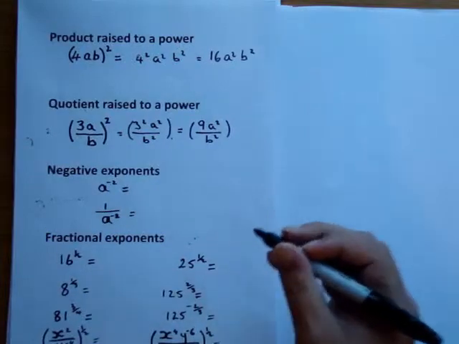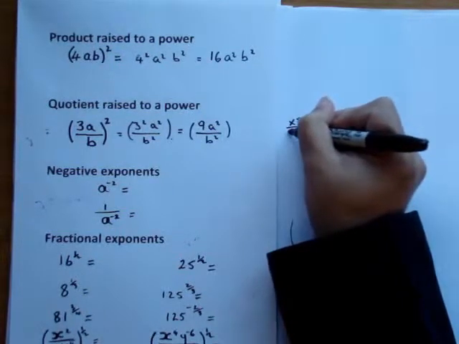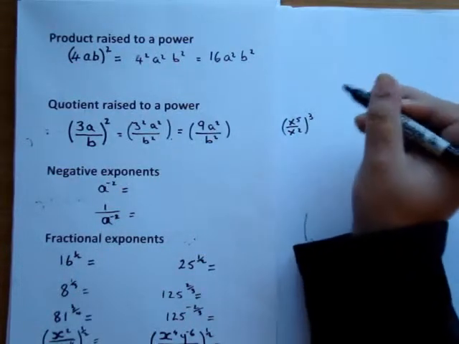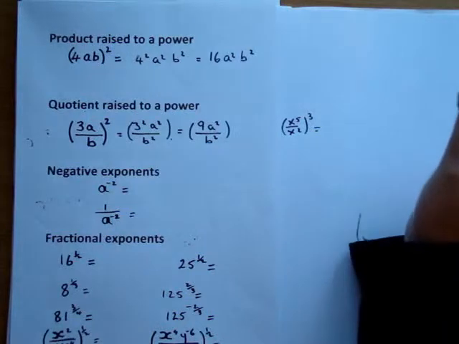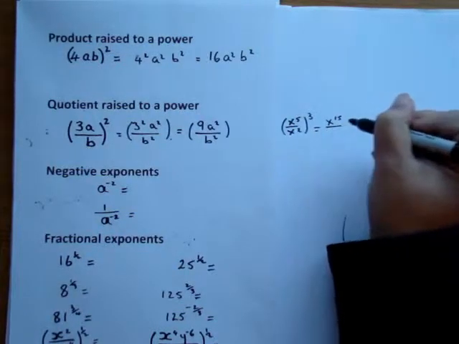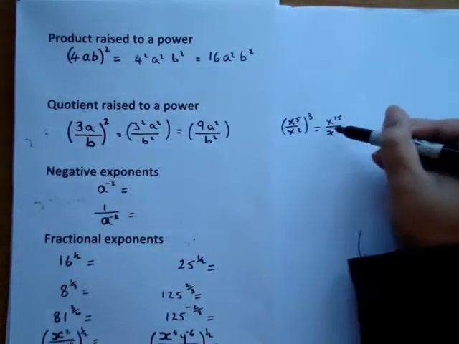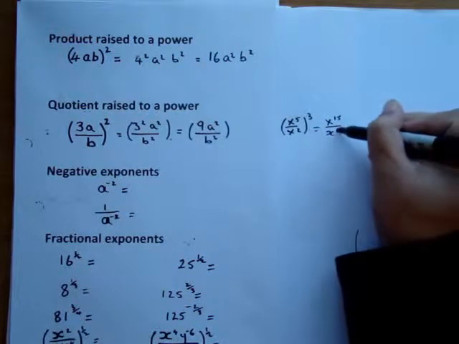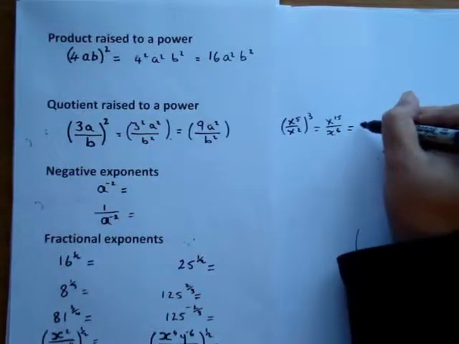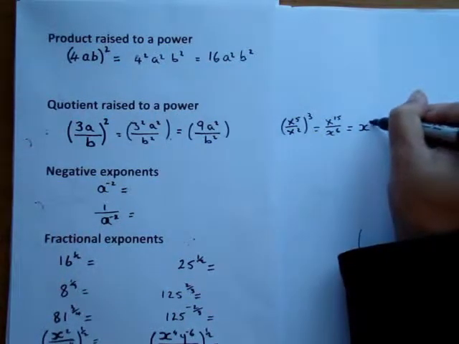If we have, as an aside, x to the power 5 over x to the power 2 raised to the power 3, this then becomes x to the power 15 over x to the power 6, and then we do our quotient rule, and that is 15 minus 6 if the bases are the same, so that becomes x, and 15 minus 6 is 9.